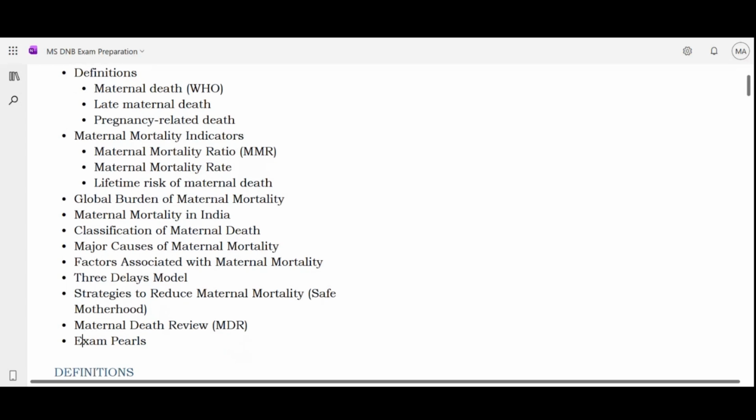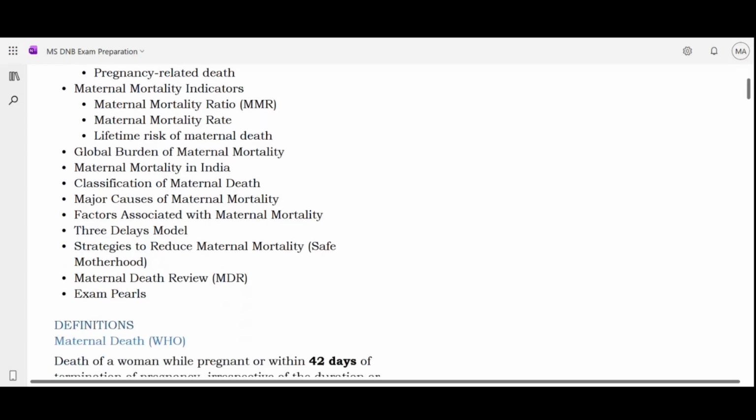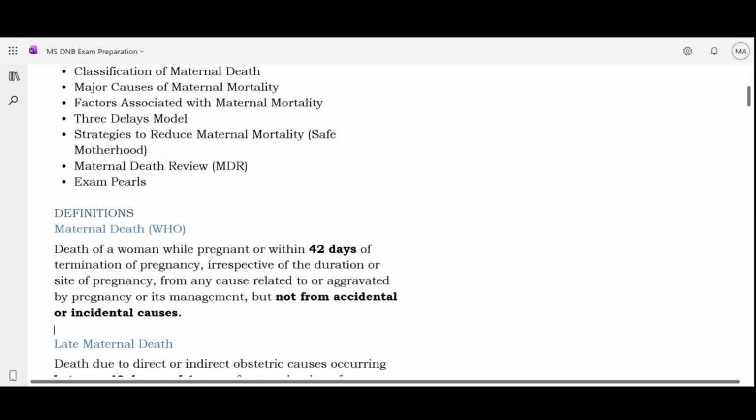Second is strategies to reduce the maternal mortality and maternal death review. Okay, so maternal death reviews are conducted to reduce the maternal mortality. What is the role of that? And certain exam related points we are going to discuss.